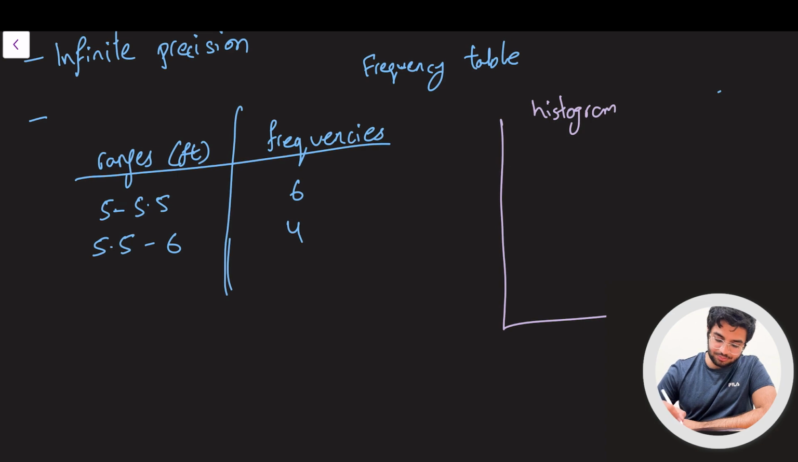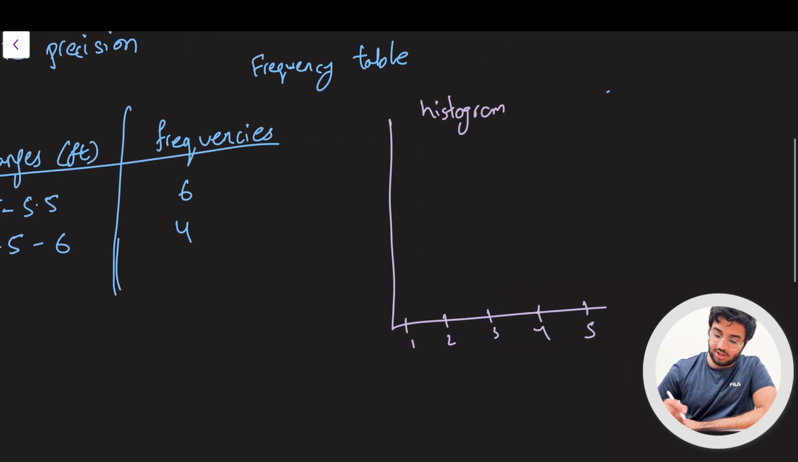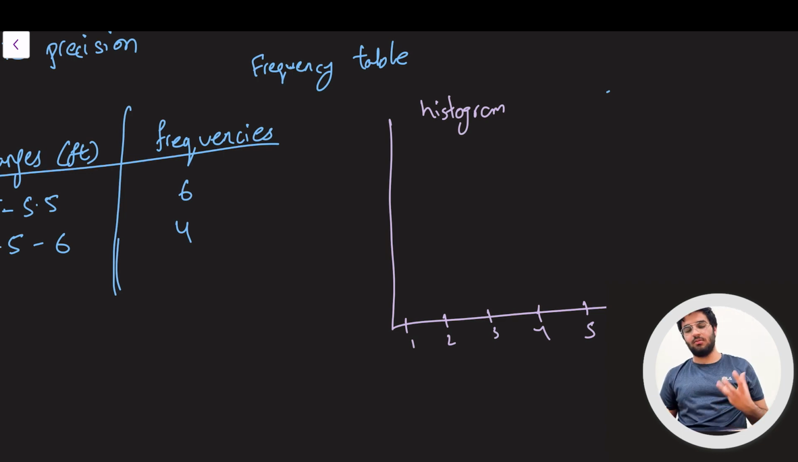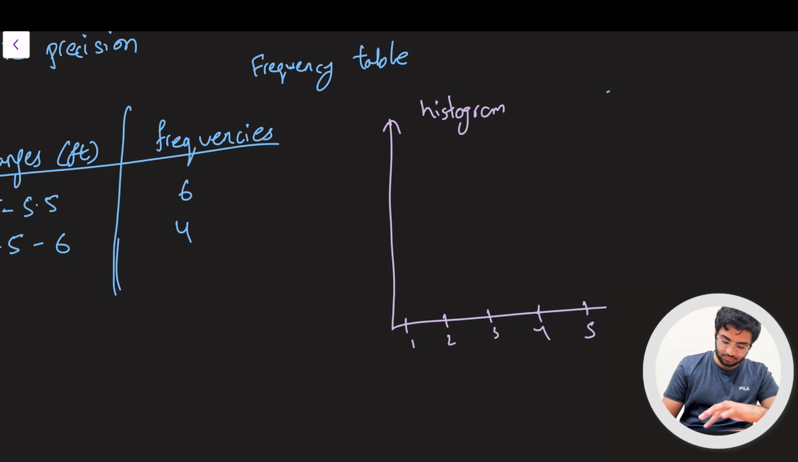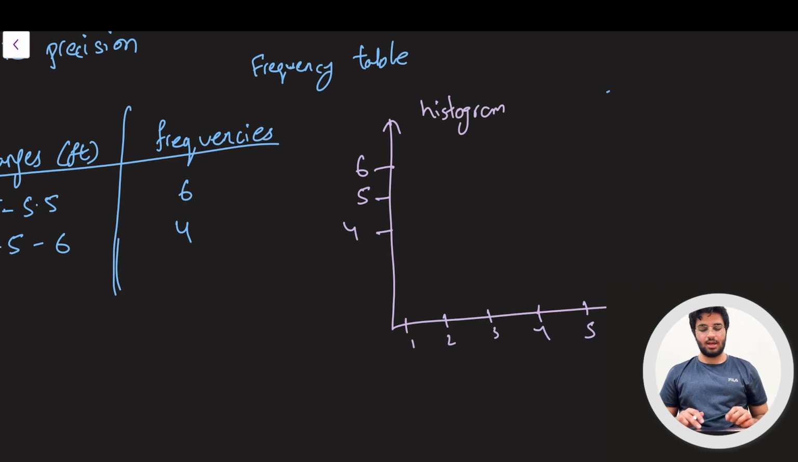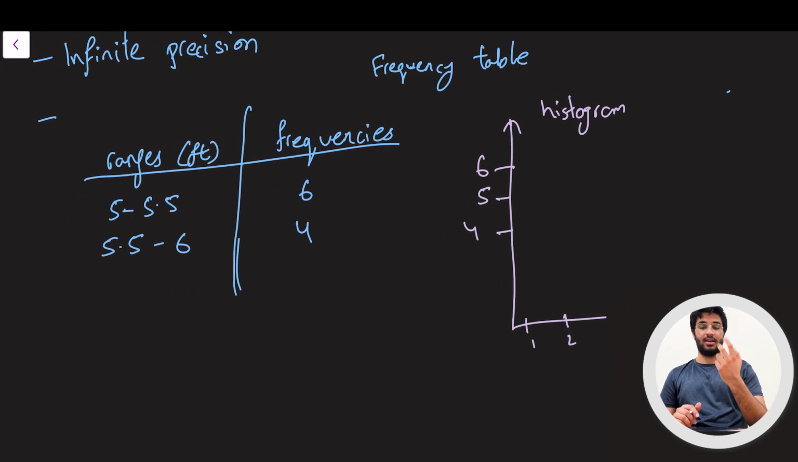So you go 1, 2, 3, 4, 5. I should have thought more about my axes, but that's okay. 5, 5.5, and 6. That's not how you're supposed to draw it. The axes should be consistent, but for our purposes, it's fine. And now we have frequencies of 4, 5, and 6. As you can see, between 5 and 5.5, there are 6 people.